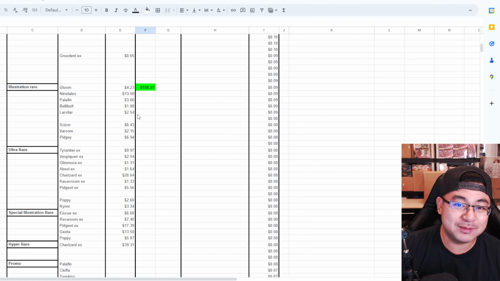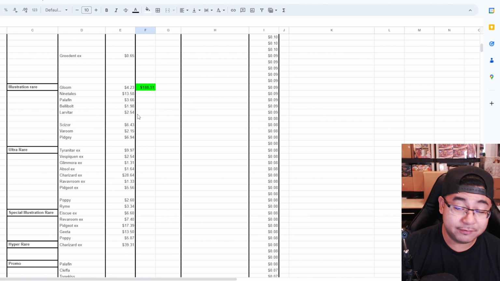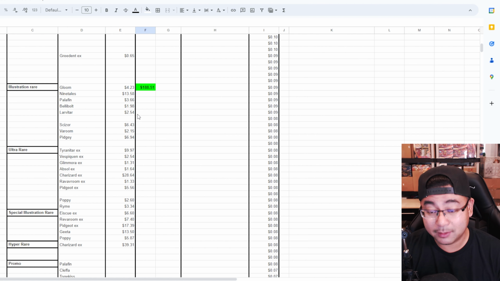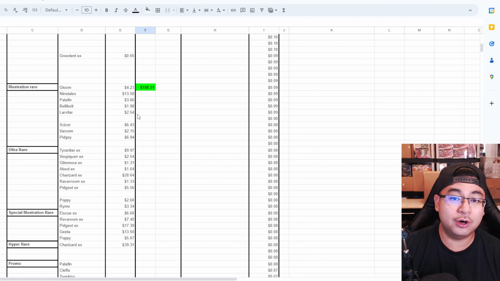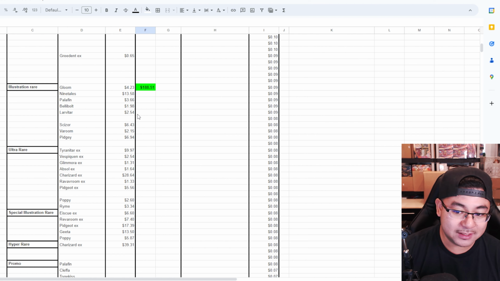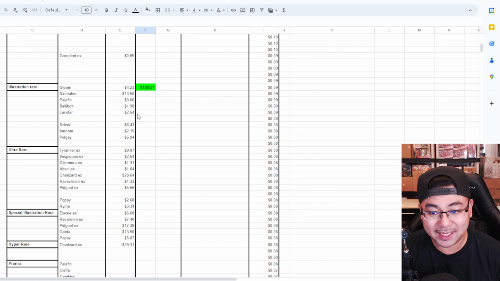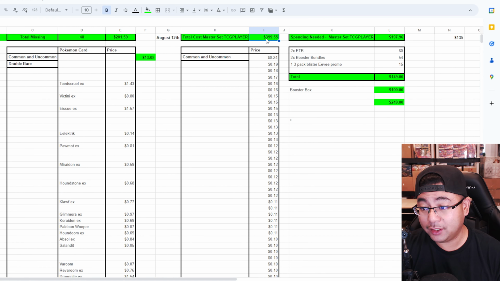Because Obsidian Flames, the pull rates are so much easier in the set that in the market, if you're an investor in the market of Obsidian Flames, everybody's trying to sell that card, but the supply is already high. Everybody can have it. So the demand is very low. People are buying this and pulling everything they possibly can. So I can tell you, this cost right here decreased.